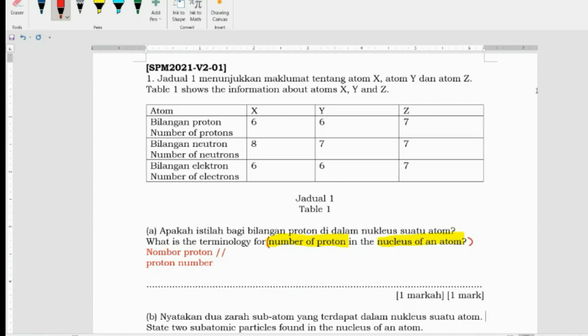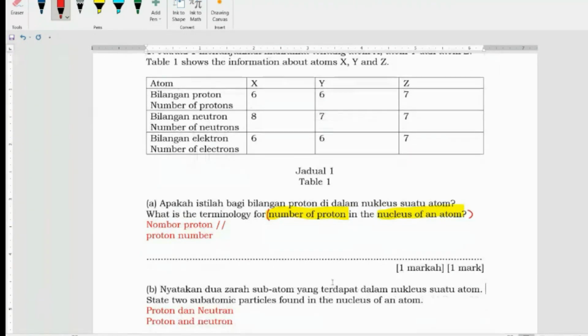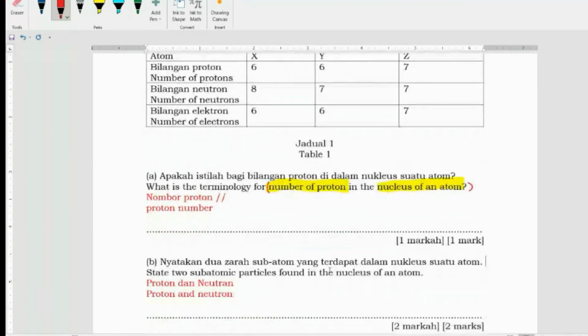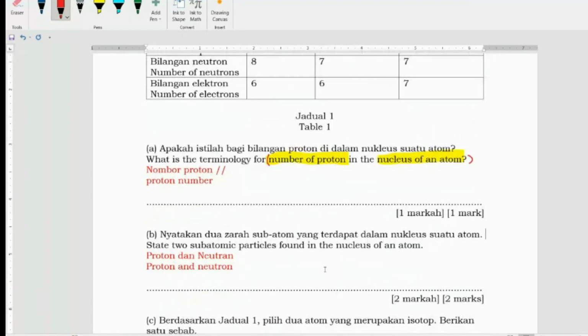Dalam nucleus. Electron? No. Neutron. Okay, neutron and proton. Another one. Yes, neutron and the protons. Kalau dia tidak sebut dalam nukleus, boleh elektron sebab elektron di electron shell dia. Okay, good. Proton and neutrons. Okay, good, Cynthia.